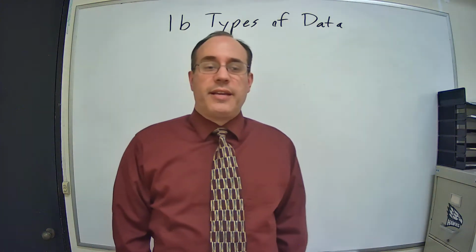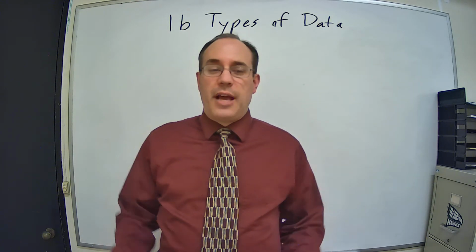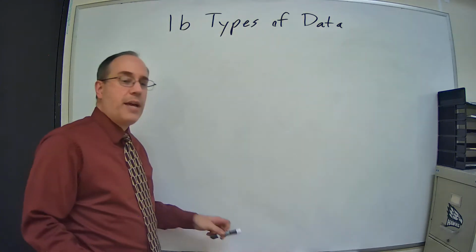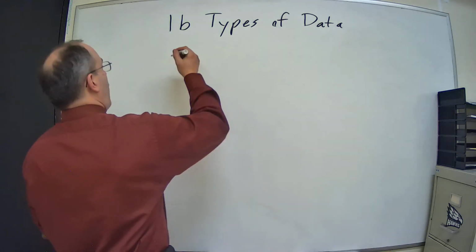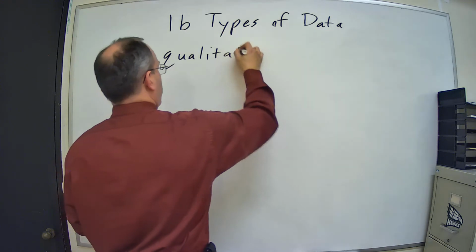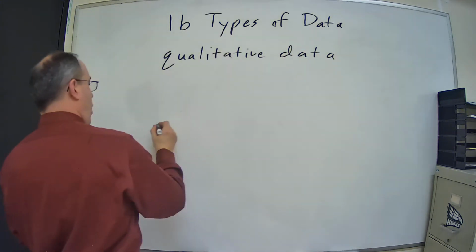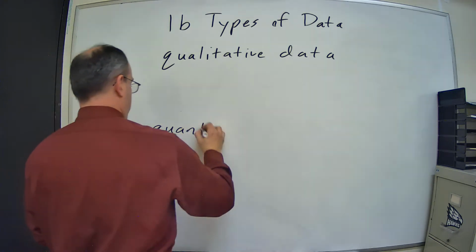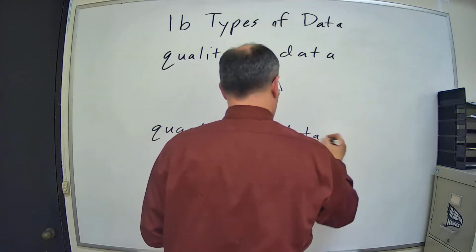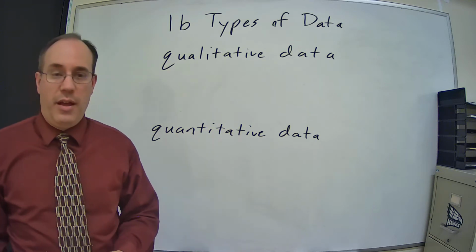Topic 1b, types of data. So at this point we're going to talk about types of data, so data types and variable types. Our two types of data that we deal with are qualitative data and quantitative data. So qualitative data versus quantitative data.